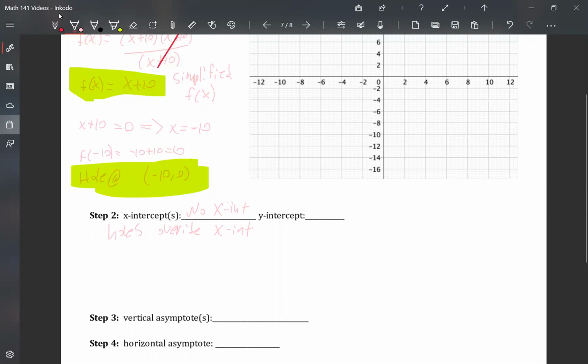For the y-intercept, however, we can just plug 0 into our simplified equation. That's 0 plus 10, which is 10. So we have an intercept for y at 0, comma 10. So there we go. We have some more interesting pieces.